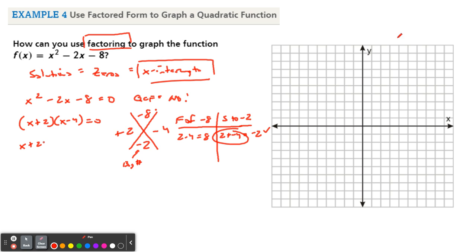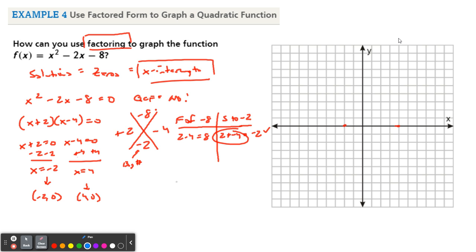Set each factor equal to 0, because at least one of them has to be 0. Subtract 2 on both sides, x equals -2. I'm getting ahead of myself. Add 4 on both sides, x equals 4. So here's your 2 solutions, which means that you have 2 x-intercepts. One's at -2, 0, and one's at 4, 0. So I'll go and graph that. -2, 0, and 4, 0.